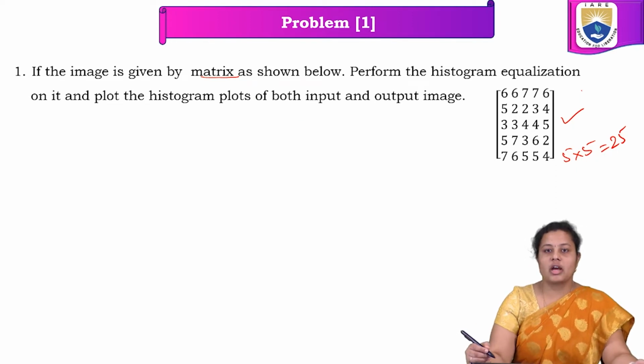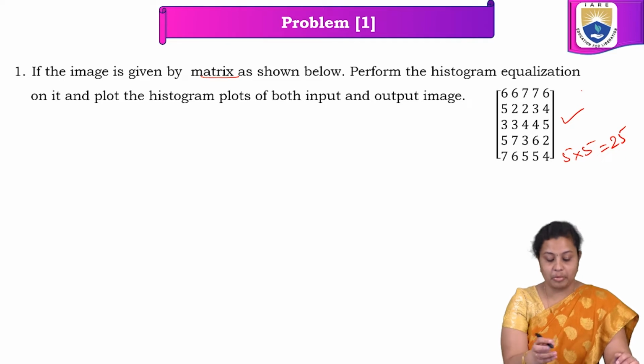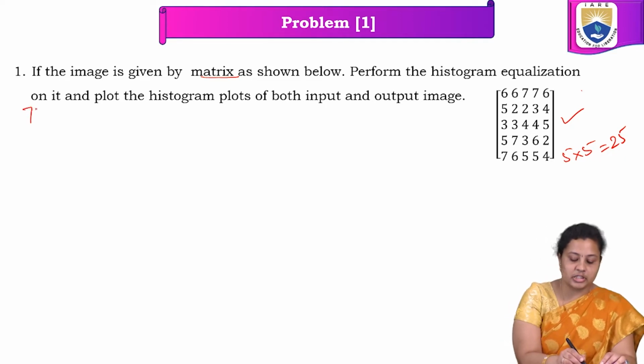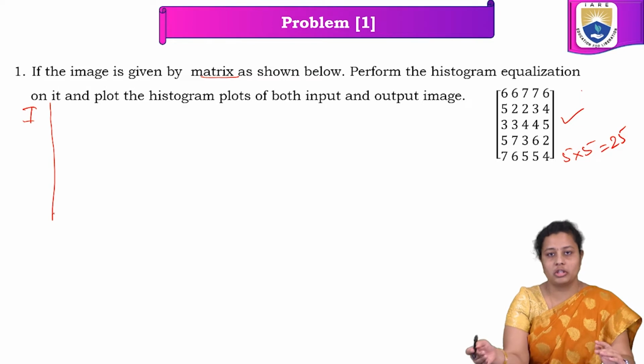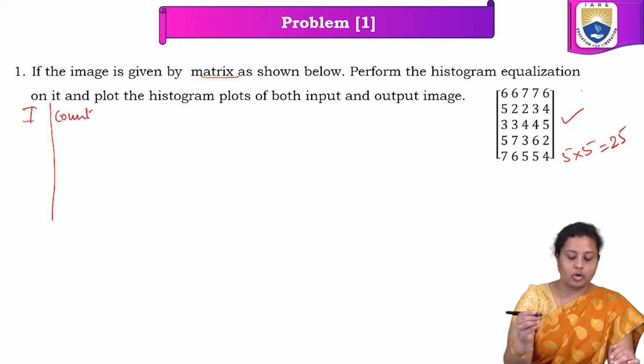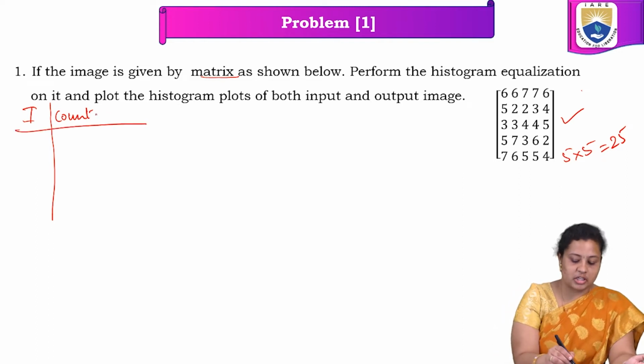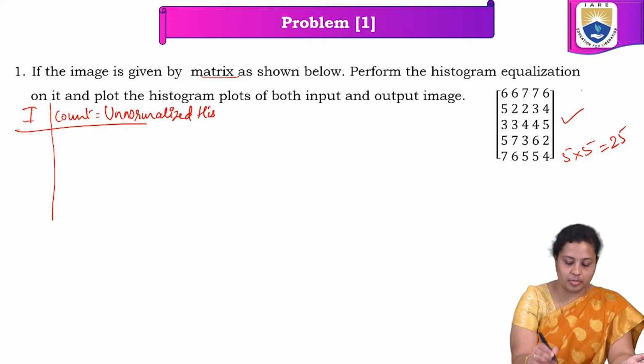The first thing we have to do when we have such a question is to create a table which has the possible intensity values existing in the given image, and the count. We have to count how many pixels have the same intensity value. This is basically your unnormalized histogram.